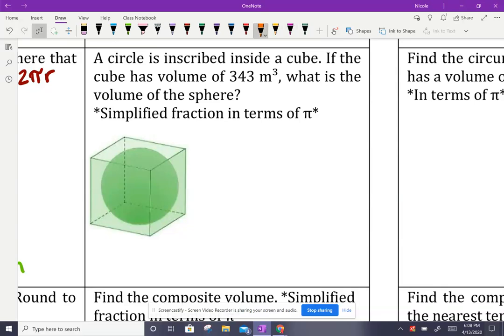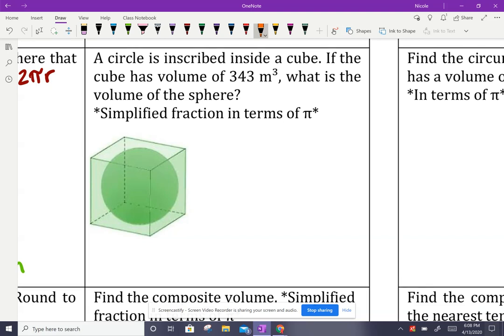All right, moving on to our next question. It says a circle is inscribed inside of a cube. So remember, the sphere is inscribed inside of a cube. If the cube has a volume of 343 meters cubed, what is the volume of the sphere? Leave your answer as a simplified fraction in terms of pi.